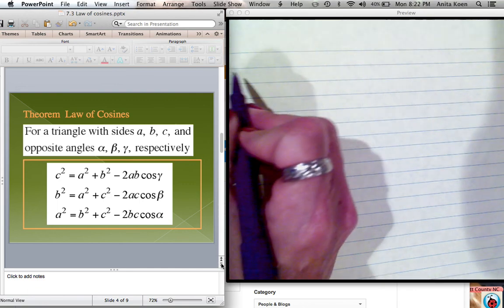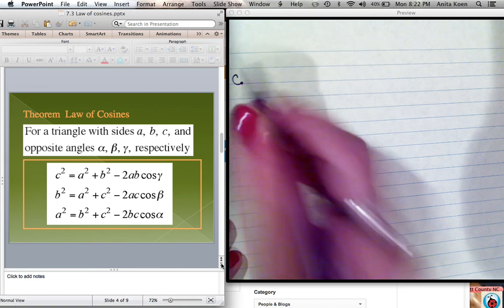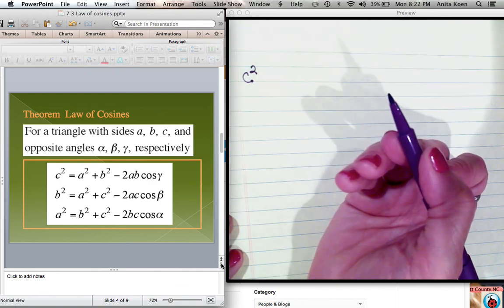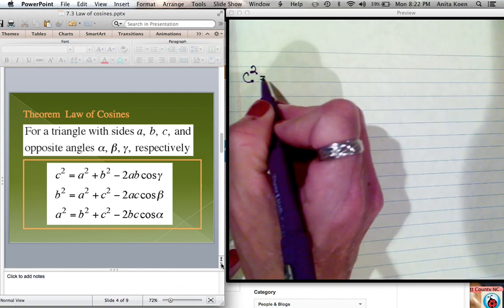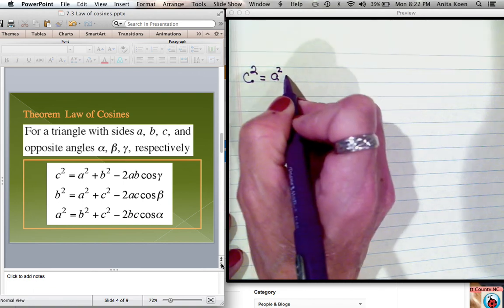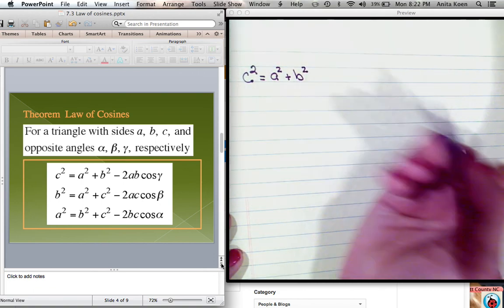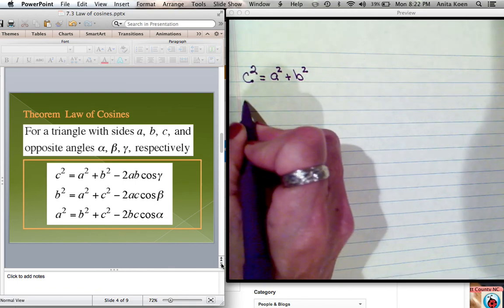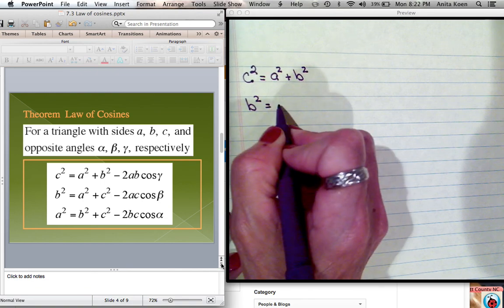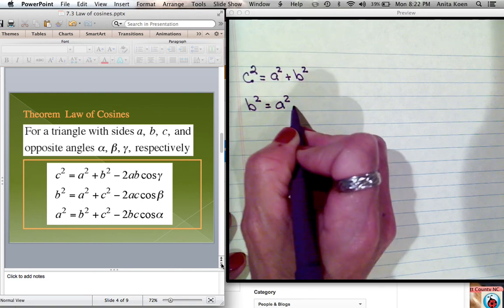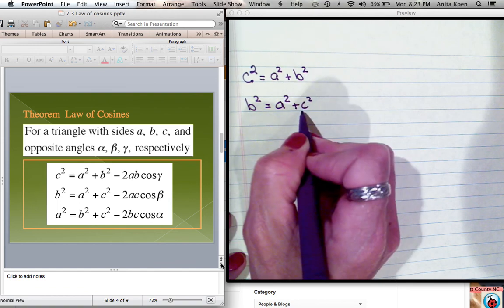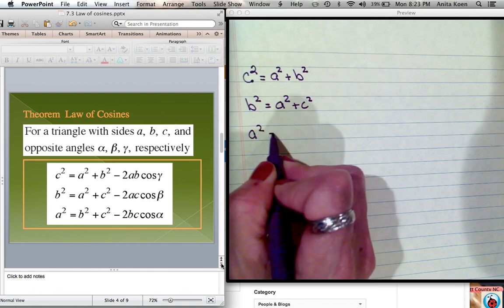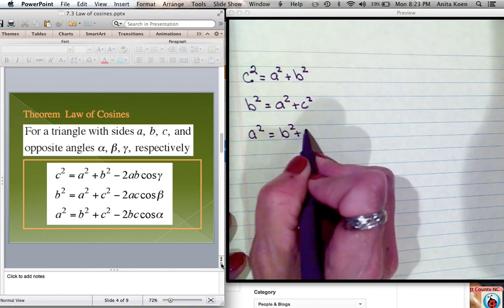won't be too bad. If I am looking for c, then I must use the form of the law of cosines that starts with the c squared. And I'm going to take the other two sides of the triangle, square them, and add them together. So if I'm looking for c squared, I'm going to take a squared plus b squared. If I'm looking for b squared, I'm going to take a squared plus c squared. That's the other two sides of the triangle, square them and add them together. And if I'm looking for a squared, I'm going to take b squared plus c squared.